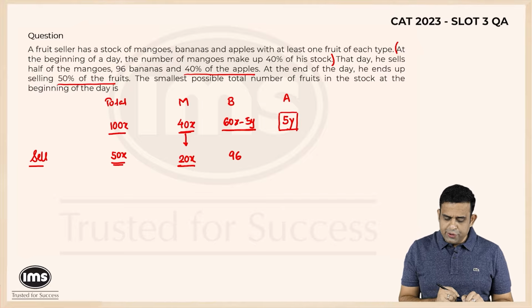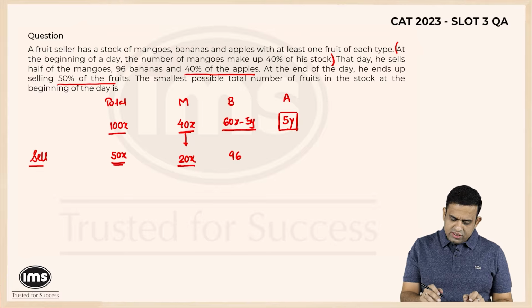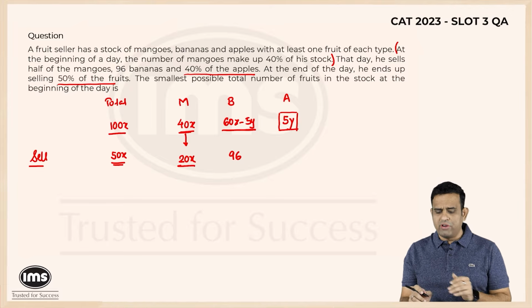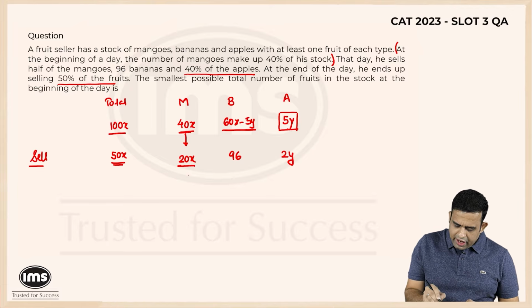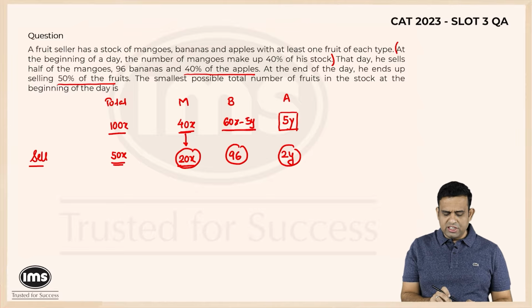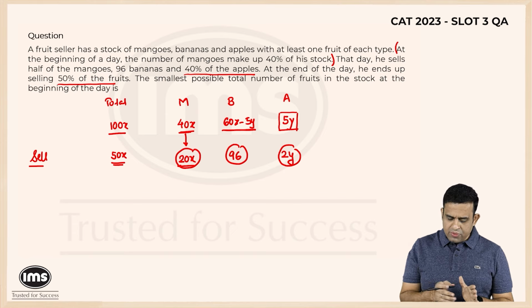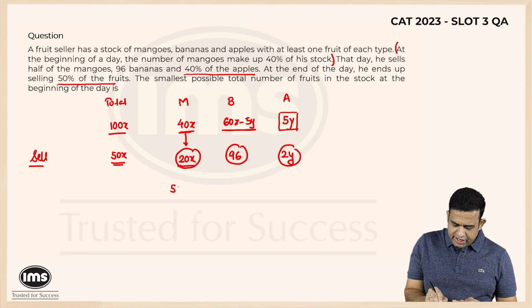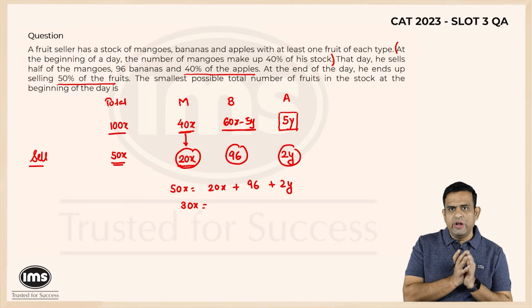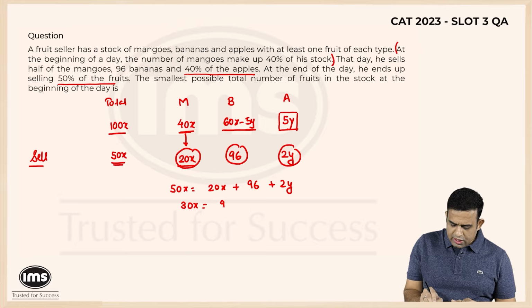That's an absolute number given to you. And then if I look at the apples, 40% of the apples were sold. 40% of the number 5y will be nothing but 2/5 of 5y, giving you 2y. And the total fruit sold, this sum has to be equal to, say, some number 50x. So if I equate this, 50x must be equal to 20x plus 96 plus 2y. From this I will get 30x, because 50x minus 20x gives me 30x, is equal to 96 plus 2y.